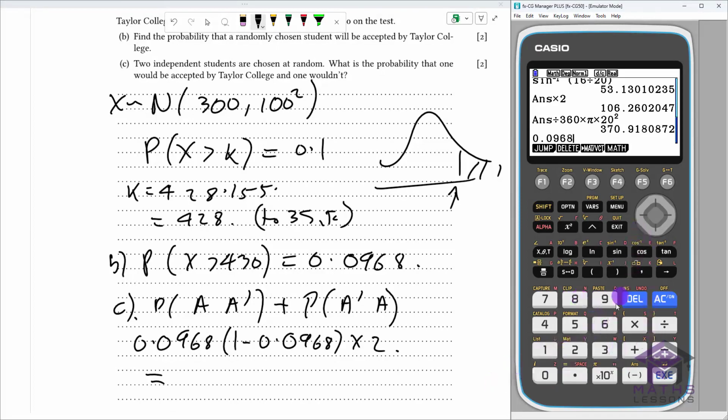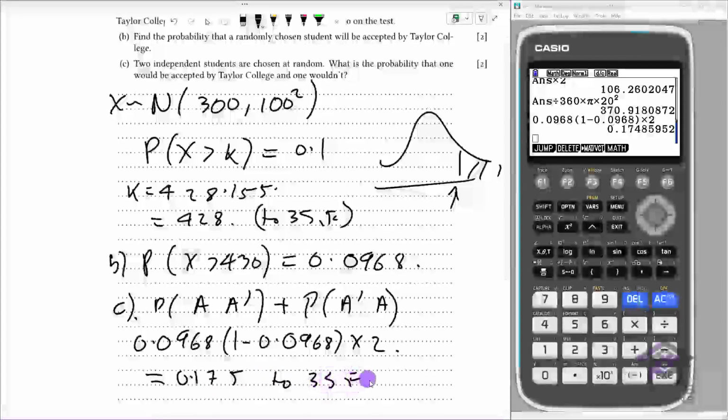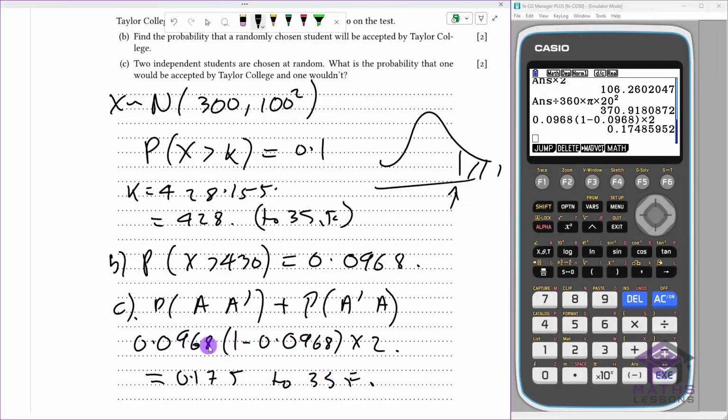There's so many zeros after that, it's not worth doing the next bit. 1 minus 0.0968, close brackets, times by 2, and we get 0.17485, which is 0.175 to 3SF. I didn't use the whole number because this is 3SF, then you had two noughts, which takes you to 5SF. Using 6SF, it's not going to change the 3SF answer.